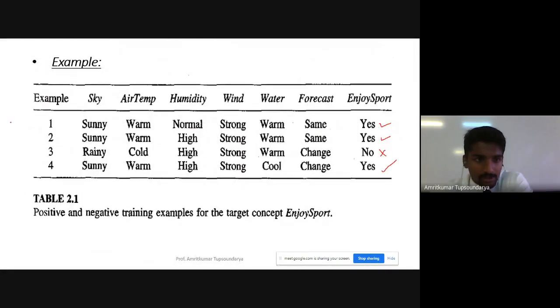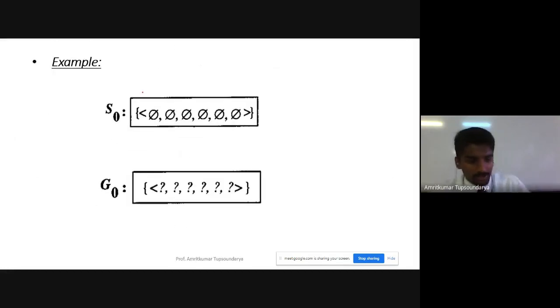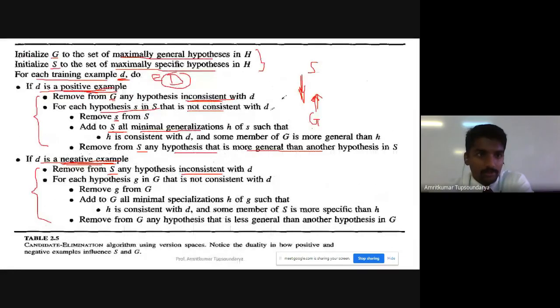We will see how we proceed. We encounter these training examples one by one, right? So let's say we have the first training example. The first step in the algorithm says that we have to initialize G to the maximally general hypothesis and initialize S to the set of maximally specific hypotheses, right?